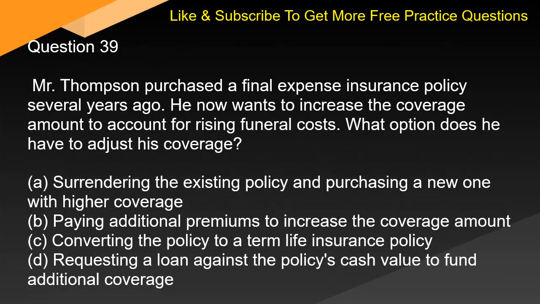Question 39. Mr. Thompson purchased a final expense insurance policy several years ago. He now wants to increase the coverage amount to account for rising funeral costs. What option does he have to adjust his coverage? A. Surrendering the existing policy and purchasing a new one with higher coverage. B. Paying additional premiums to increase the coverage amount. C. Converting the policy to a term life insurance policy. D. Requesting a loan against the policy's cash value to fund additional coverage.